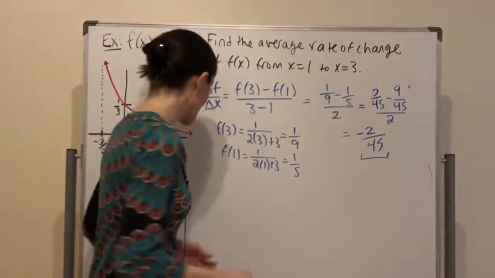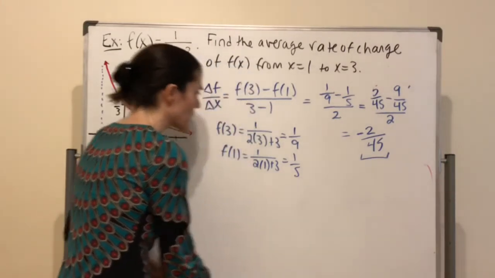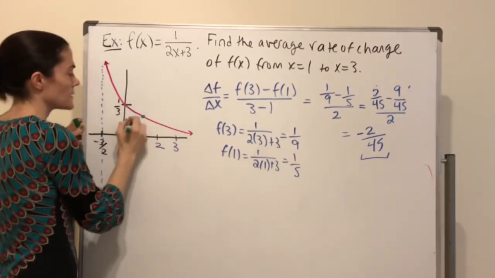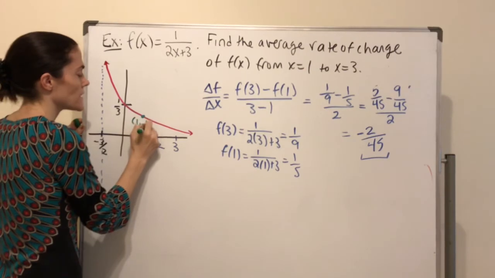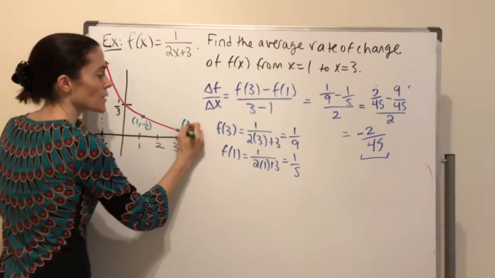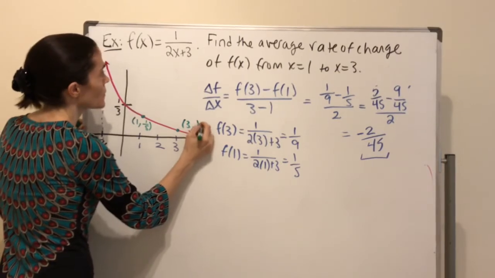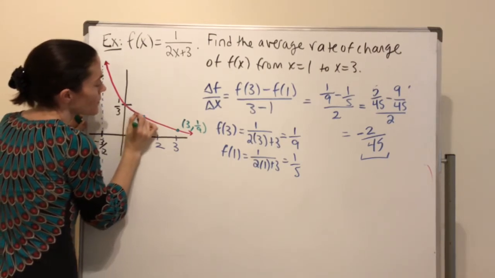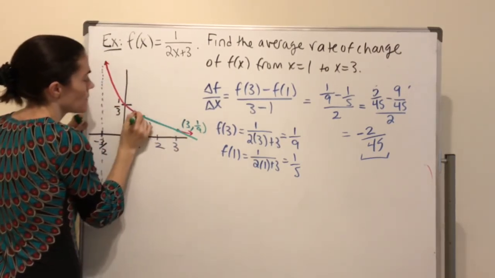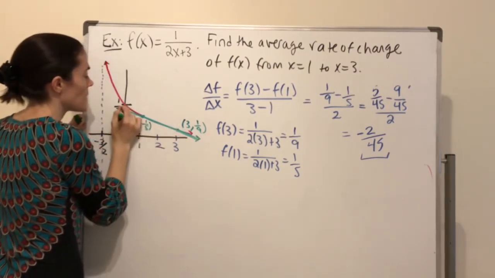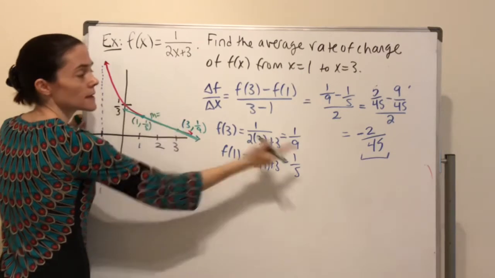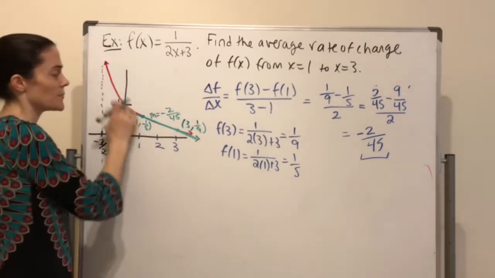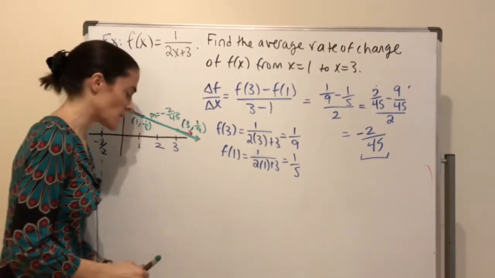If we go back to the picture, yes, it does, because if we think about this point, we have it here. It's the point 1, 1/5. And this is the point 3, 1/9. And we connect these two with a straight line. This is the secant line, and the slope of this line is the average rate of change on the interval. And we see, for example, this line definitely has negative slope, and so this makes sense.